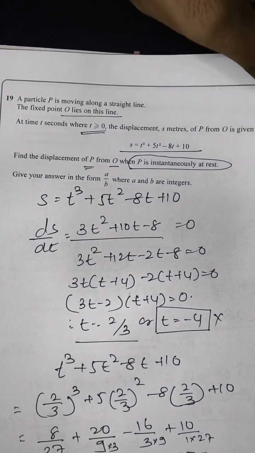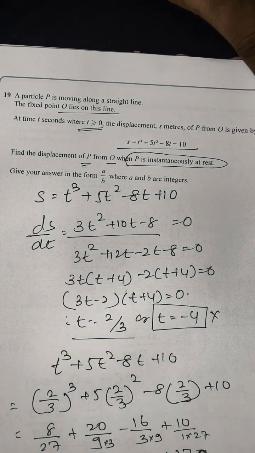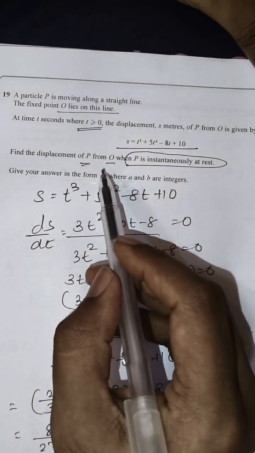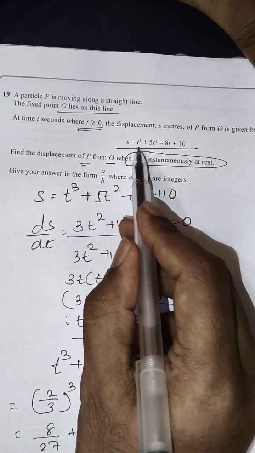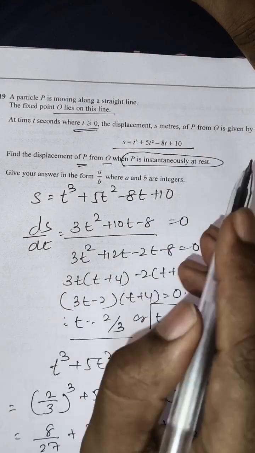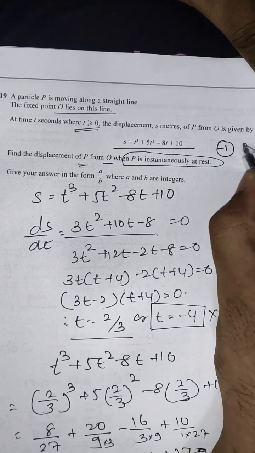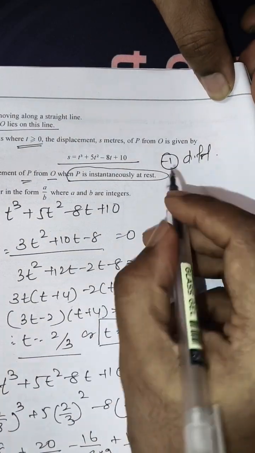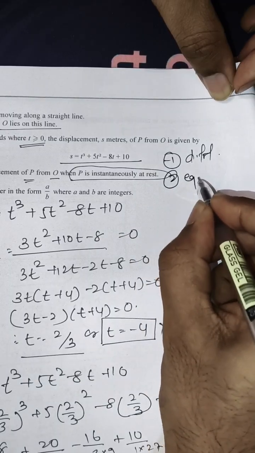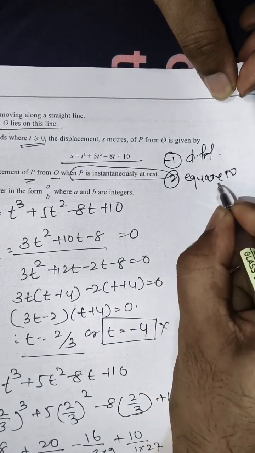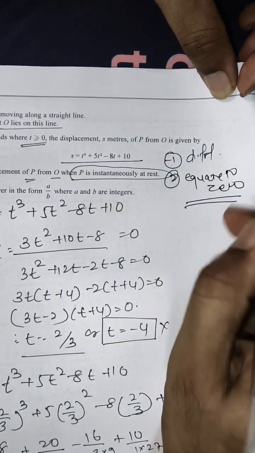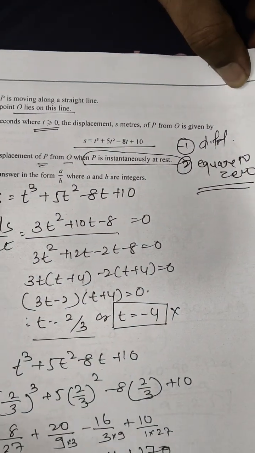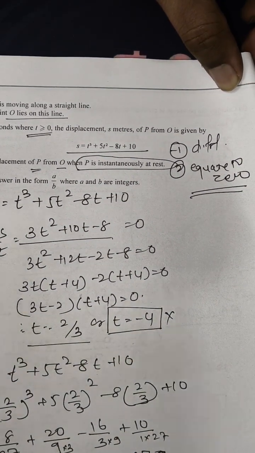Next question is based on the displacement. Whenever you see such kind of sums which have s equal to t cube plus 5t, first thing remember, step number 1 is differentiation, correct? Differentiation is the first step, and second step is equate to 0. Equate to 0 is the second step. Very, very important.